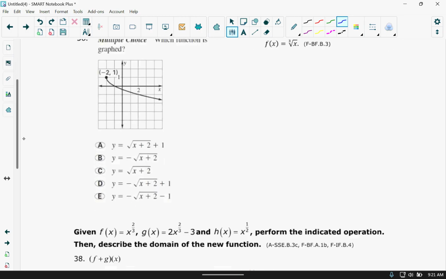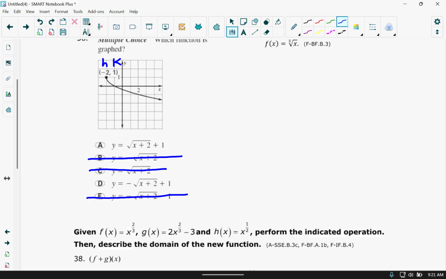We're going to do that method again for this. This next one is another graph and it's another multiple choice. This one has the h and the k at -2 and +1. So the first thing I'm going to check is, does it have a +1 at the end? So I can get rid of choice B, choice C, and then choice E.